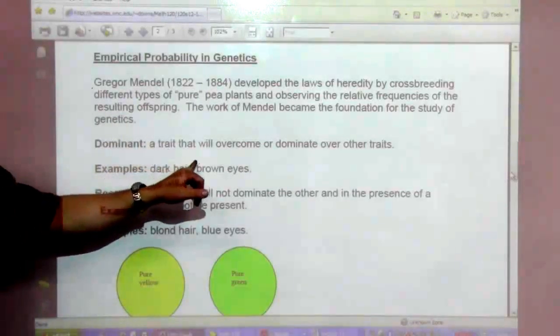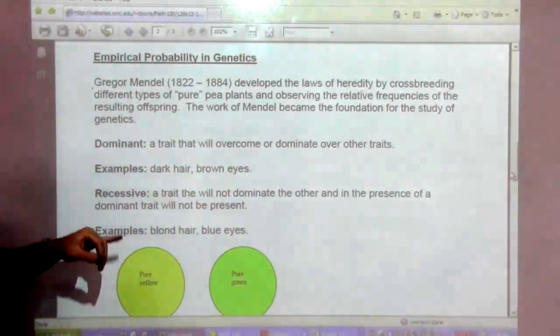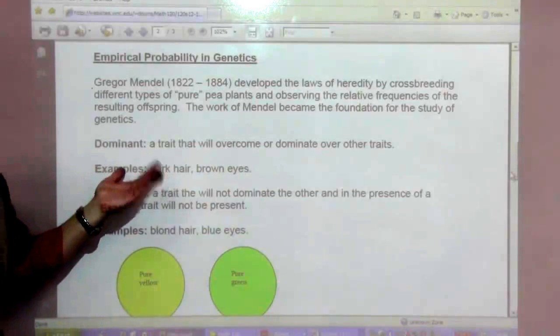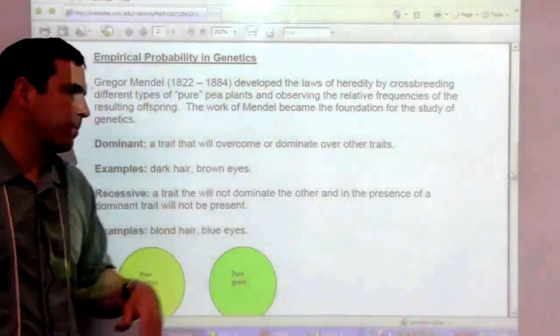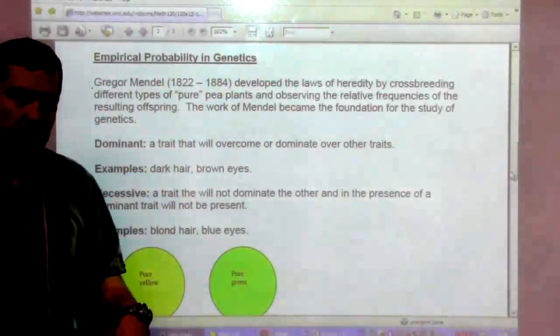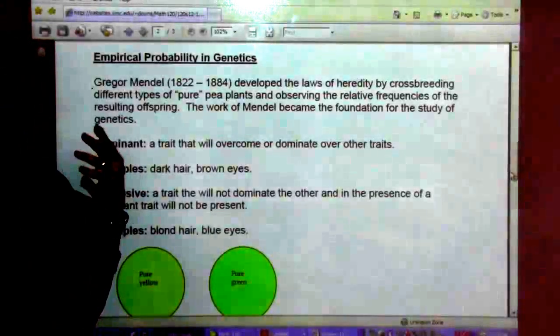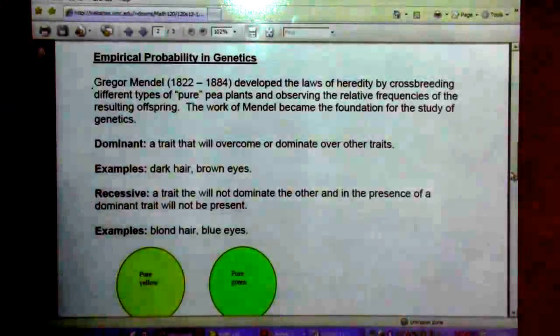Dominant would be a trait that will overcome or dominate over other traits. Such examples are dark hair and brown eyes. I got dark hair, I got brown eyes. But I have a child that has light hair, still brown, and blue eyes.